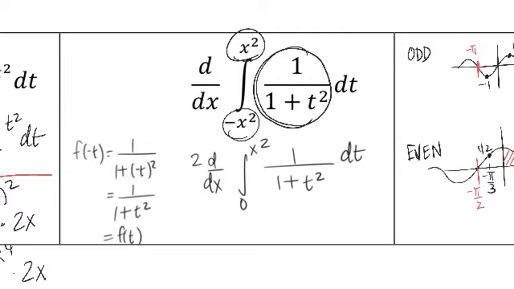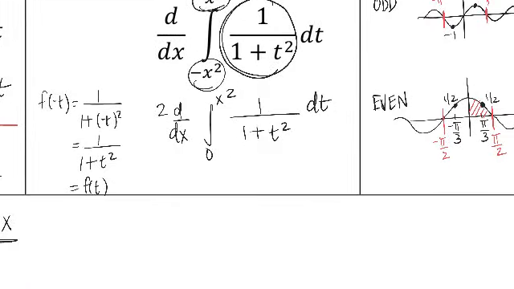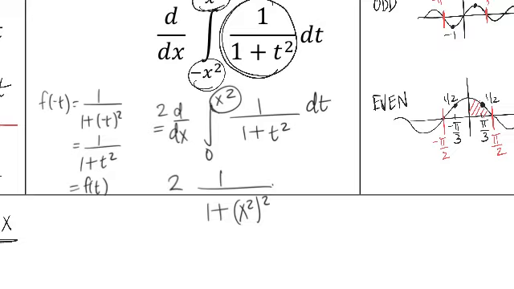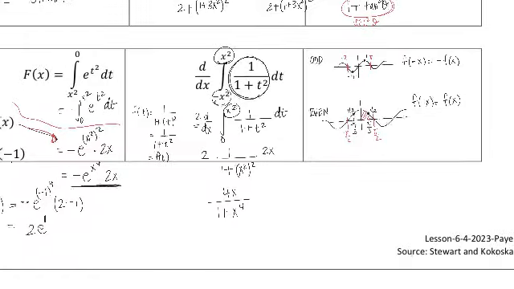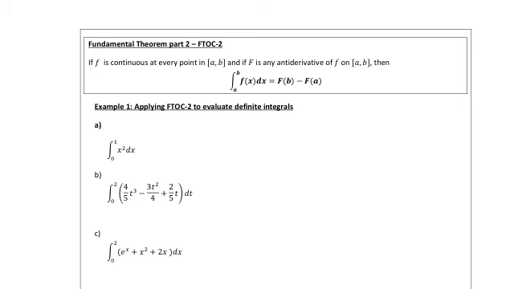The integral is always an area, right? The definite integral is always an area. So I am just taking my area from 0 to x squared and doubling it. So then I just do what I did before now. Now I put the x squared in, and I get 1 plus x squared squared times 2x. So my final answer will be 4x over 1 plus x to the 4th for that problem.